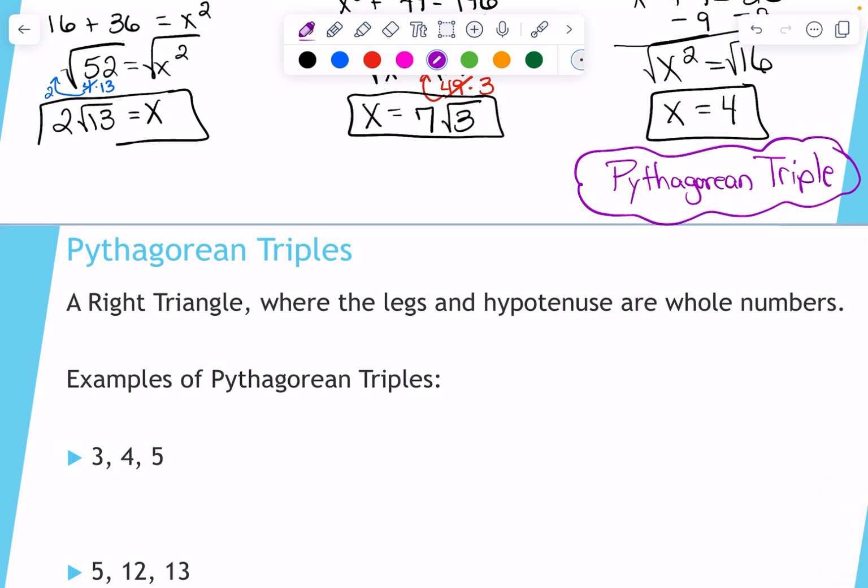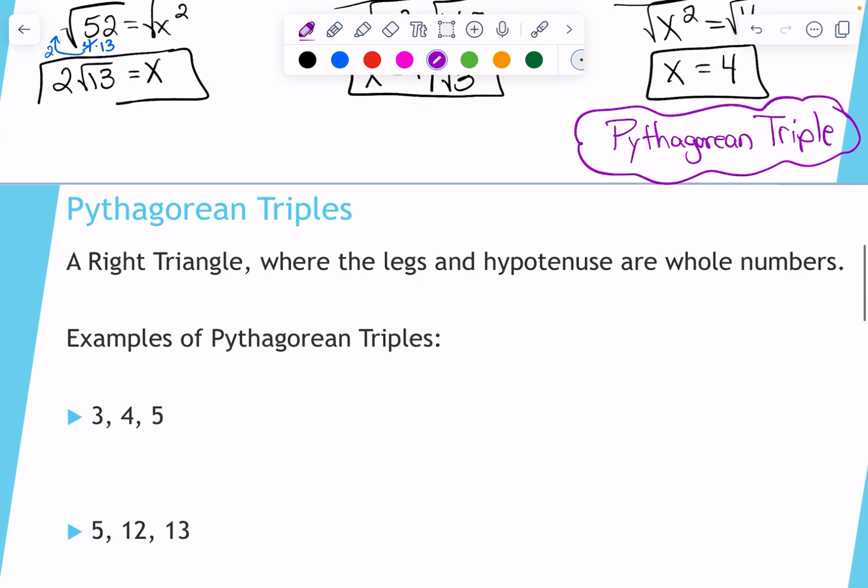Okay, so what is a Pythagorean triple? A Pythagorean triple is a right triangle where the legs and the hypotenuse are all whole numbers. So, for example, a 3, 4, 5. Now they can disguise these by, for example, multiplying all of them by 2. So that would be a 6, 8, 10. They could multiply them all by 3 and make it a 9, 12, 15. All by 4 and make it a 12, 16, 20. And they could keep doing that.